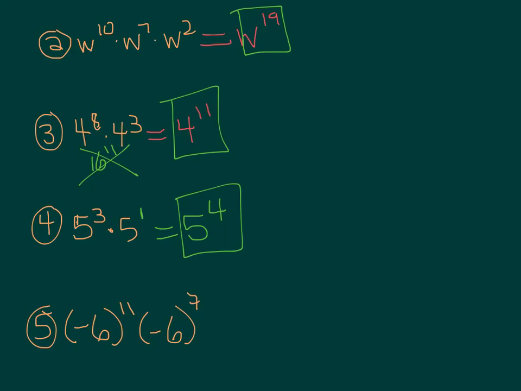Number 5, it looks really hard. It's actually the exact same type of problem as the previous ones. Our base is this entire -6. The negative is included. So what's going to happen is we get -6, and it's going to be to the 18th power. Similar to all the other types of problems that we had.